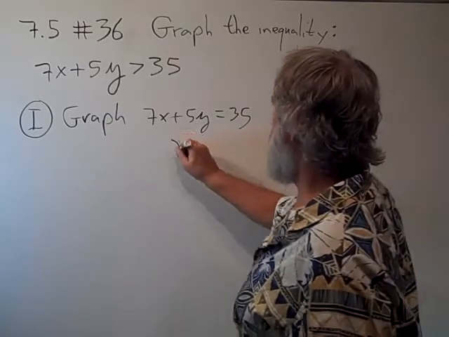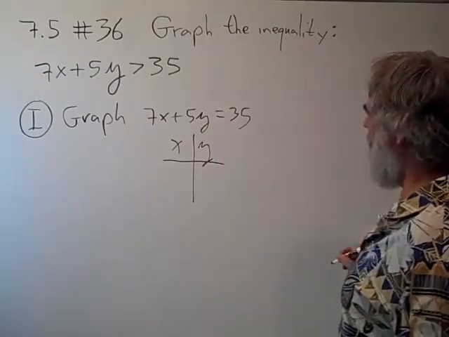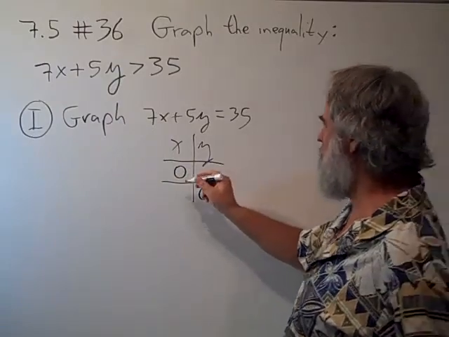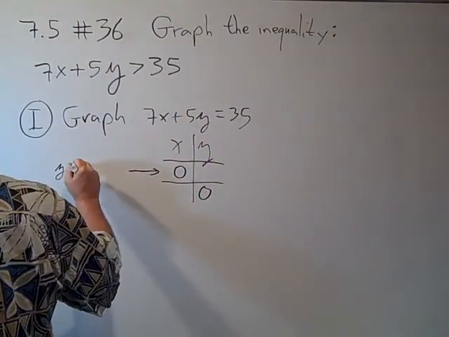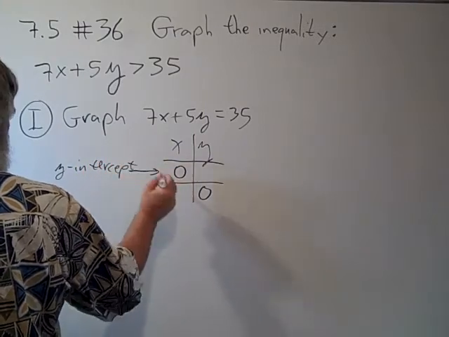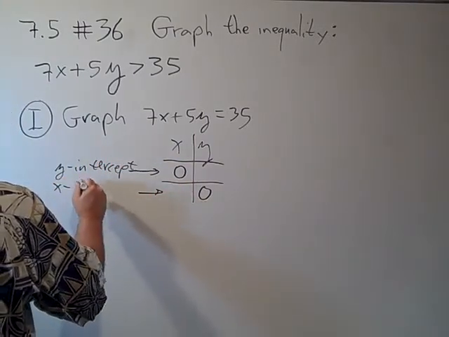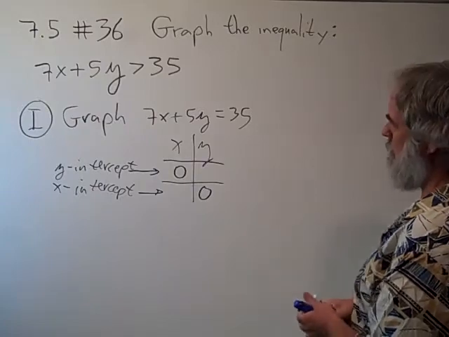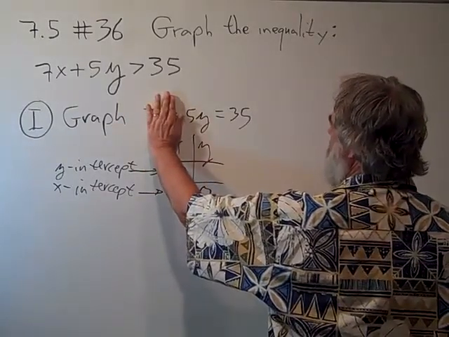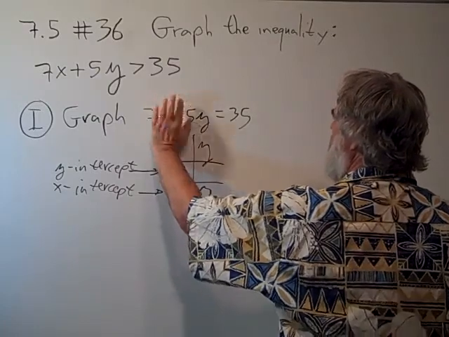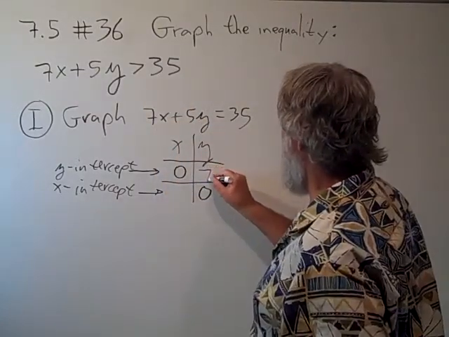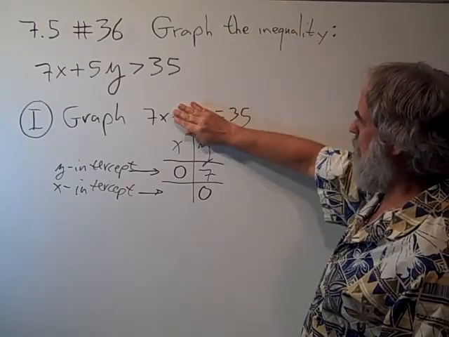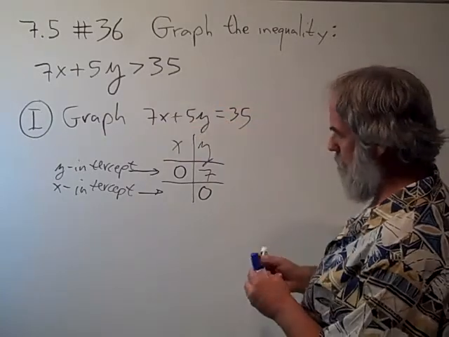Okay, so to graph a line like this one, we need 2 points that are on the line. And in this case, the x and y intercepts. The first is going to be the y-intercept, because x is 0. And the second point, since y is 0, we have the x-intercept. When x is 0, the first term essentially disappears. 5 times y is 35, so it's 5 times 7 is 35, so y is equal to 7. When y is equal to 0, then the second term disappears, and it's 7 times 5 is 35, so x is 5.